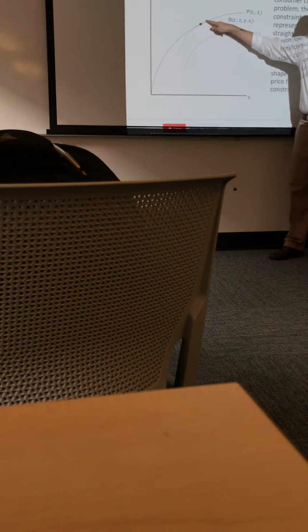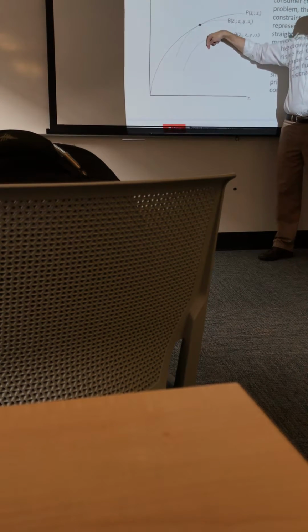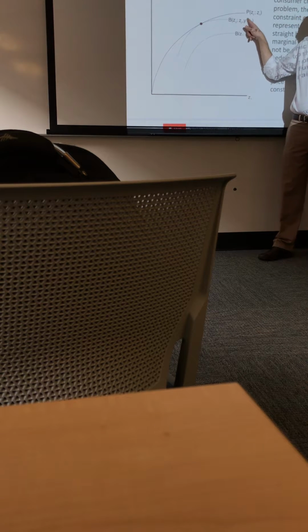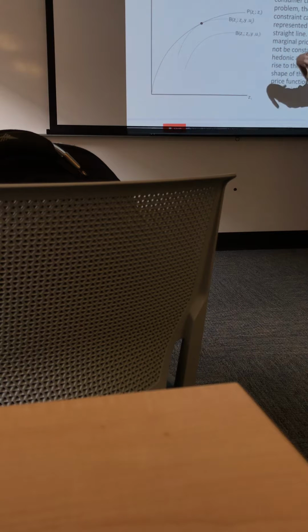So if this is your budget constraint, this is the set of houses that are out there. You're trying to get on the highest indifference curve you can get to, which in this case is this one. Okay? So you've kind of seen utility maximization before.